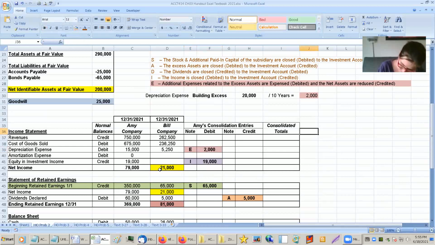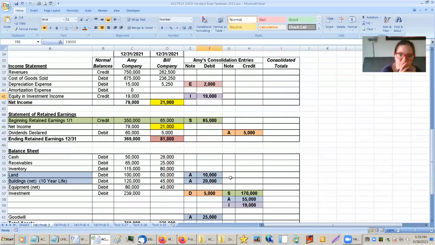And by the way, you can kind of see this is how we got to 19,000. Bill company made 21,000 of income, but then it doesn't include the depreciation for year one, for the excess. So that's why we only had 19,000 on the books, because we subtracted that out. Now this has to come out of the buildings. These are net depreciation, so this will have to come out of the buildings.